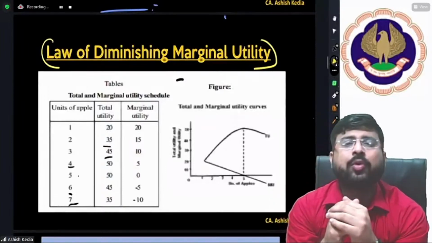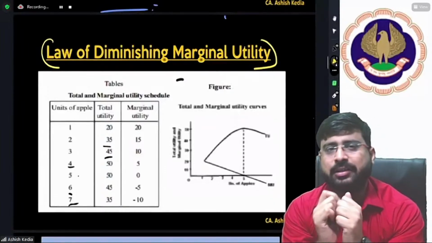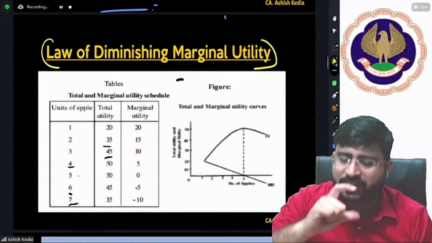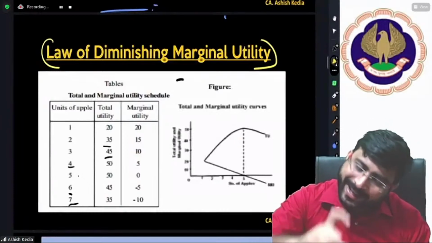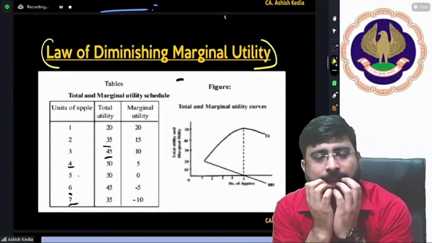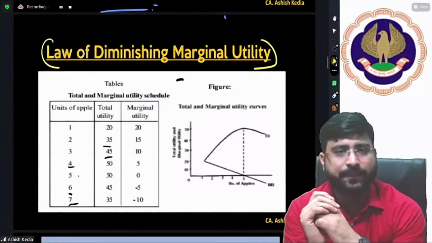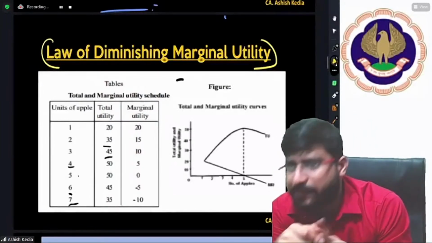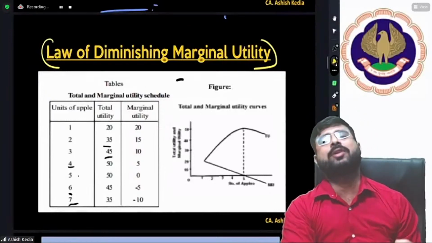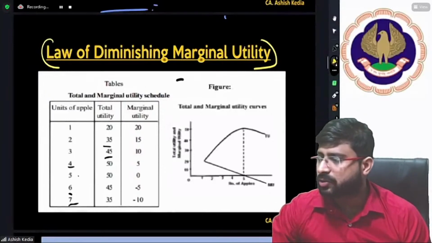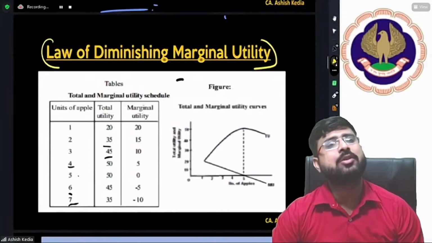Okay, now, as you all agreed, every time we consume an additional unit, the additional satisfaction keeps on falling. This is called the law of diminishing marginal utility.